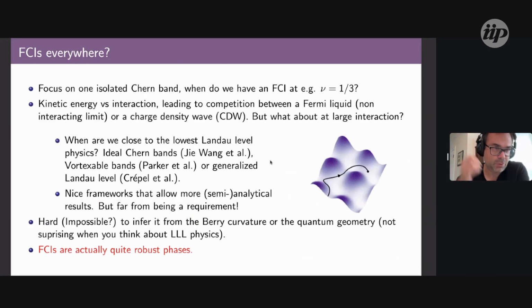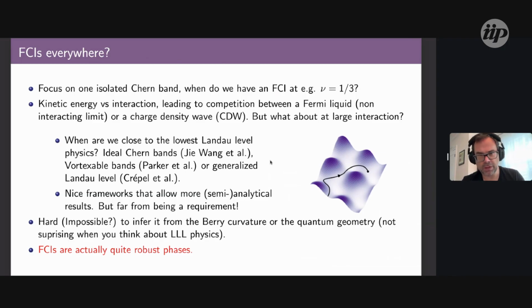So this raised the question, like, do we have FCIs everywhere as soon as we are in such a setup? If you have one isolated Chern band, you might wonder in which case do we get, let's say, the analog of the Laughlin state at 1/3. So there is always a question of the competition between the kinetic energy and the interaction, and we know that this can lead to different phases. The typical example: if I kill the interaction completely, then I expect to have a Fermi liquid. It's basically the non-interacting limit. Or I can have a charge density wave. But at least if the interaction is strong, it sounds that most of the time we will get an FCI.